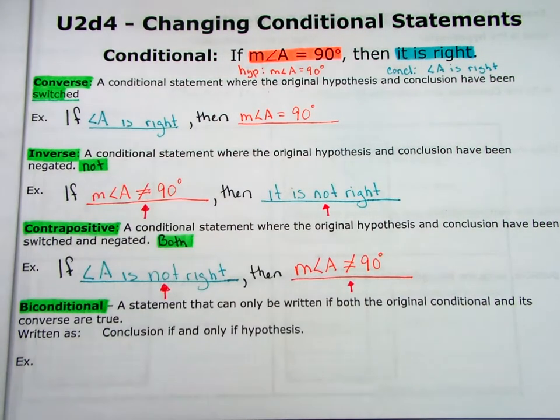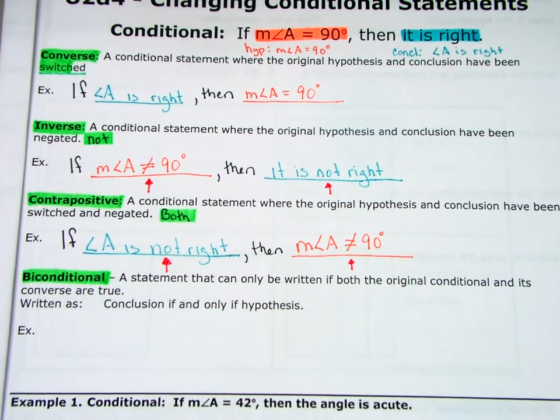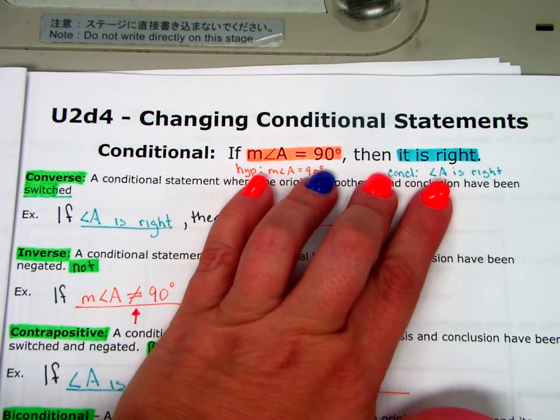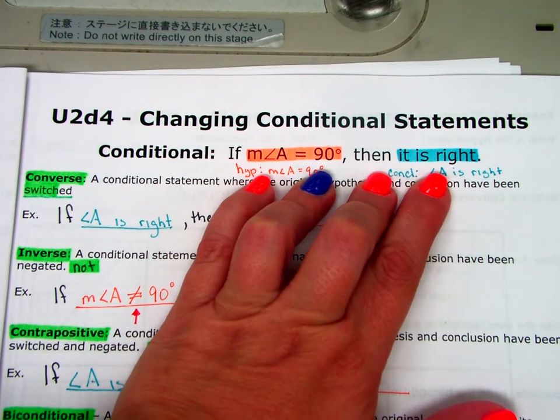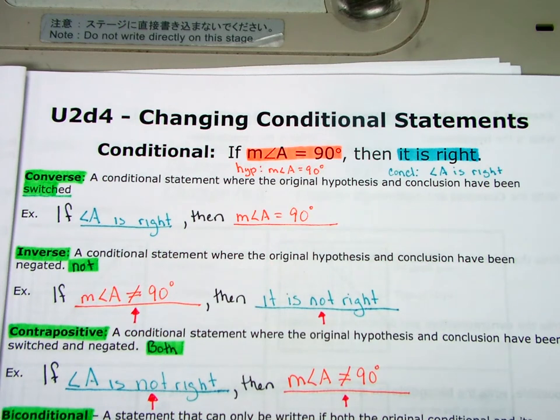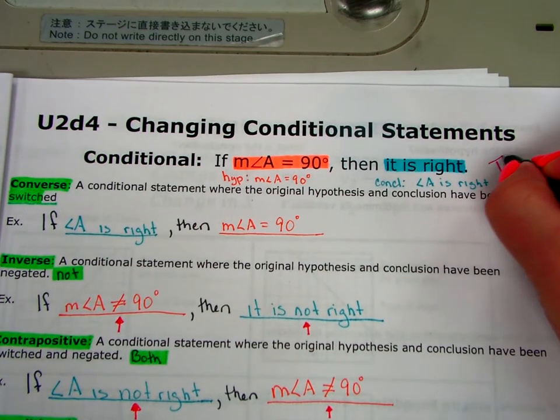A biconditional statement, that's our last new vocabulary word today, is the statement that can be only written if both the original and the converse are true. Which means we have to go back and look at the validity of at least the original and the converse. So look at the original. If measure of angle A equals 90, then it's right. Is that a true statement? Yes, that is a true statement.